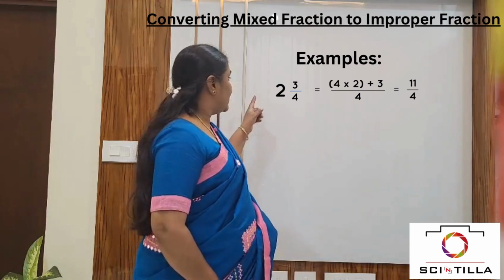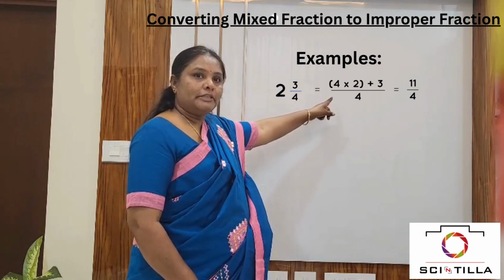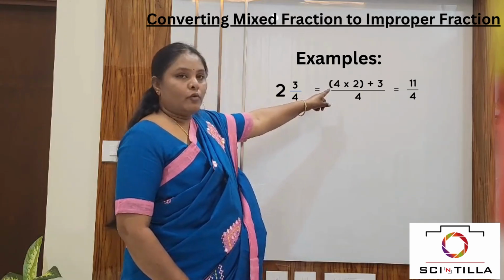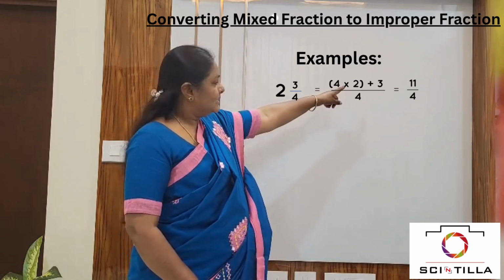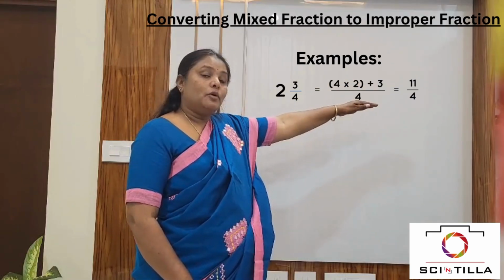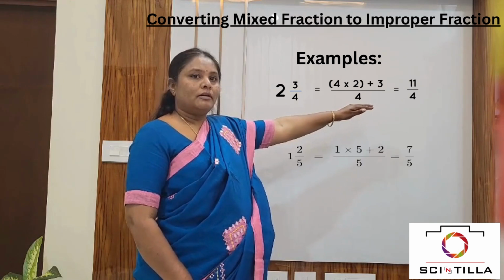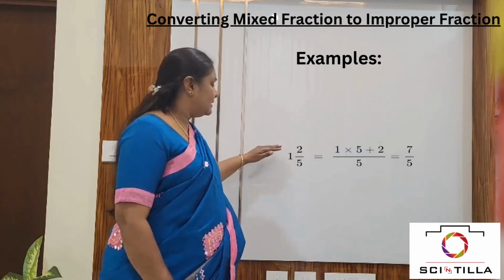What are we going to do first? Multiply the whole number with the denominator, that is 2 into 4, plus the numerator, that is 3. 2 4s are 8, 8 plus 3 is 11. Upon what is the denominator? The denominator remains the same. What is it? 4. Yes?